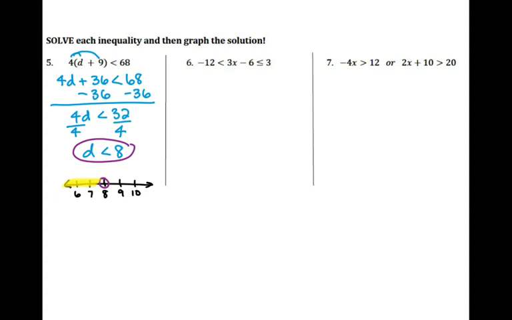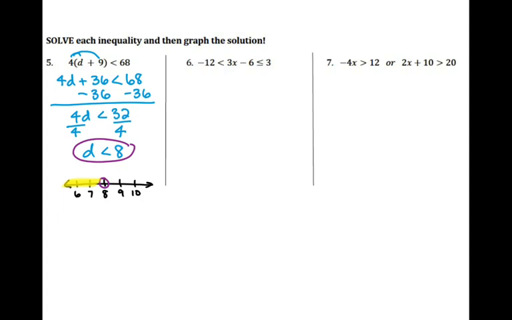Number 6 is a compound inequality, and I know it's a compound inequality because I have 2 inequalities over here. So it's 2 inequalities put together. This is an and inequality because my 3x minus 6 is greater than negative 12 and it is less than or equal to 3. So I'm going to start by trying to figure out how to isolate my x.